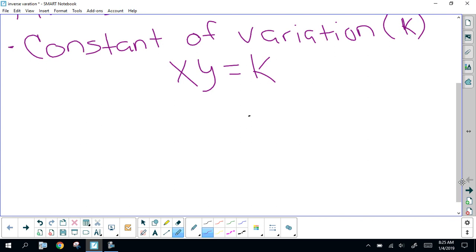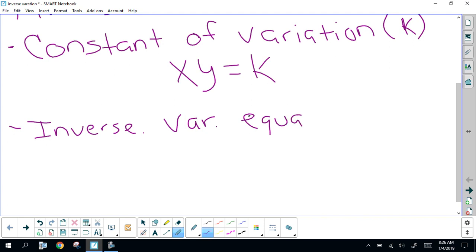Once we find K, you've got to know the inverse variation equation, which is y equals K over x. We're going to use these two equations to find values of x or y independently that occur when y varies inversely to x.